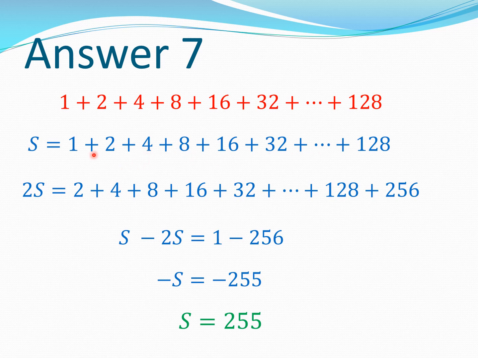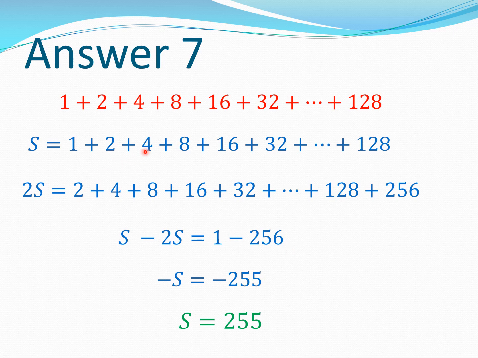So you can see that 4 by 2 is going to be 2, 16 by 8 is going to be 2, 32 by 16 is going to be 2. So essentially 2 is the common ratio here. So I can multiply this S by 2, and I get this equation here. Now I can see that there is a lot of similarity between these two equations, so I try to subtract them. So S minus 2S gives me 1 minus 256. All the other terms cancel out.